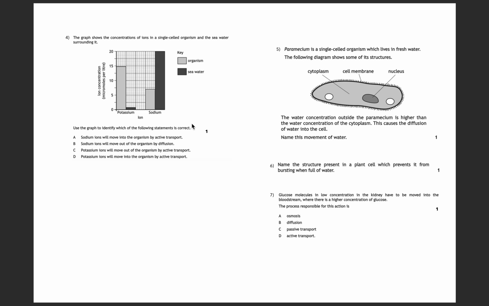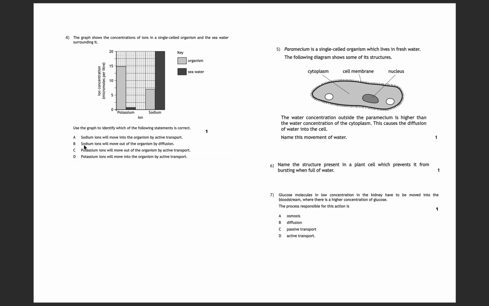My advice here would be just take each part at a time. Don't try and flick through them and answer this quickly. So what you had to do to start with was to look at the first one. Sodium ions will move into the organism by active transport. If it's moving in by active transport, it's going from a low to a high concentration. Is it going from a low to a high? No, it's not, because it's going from a high to a low, as you can see there with the bars.